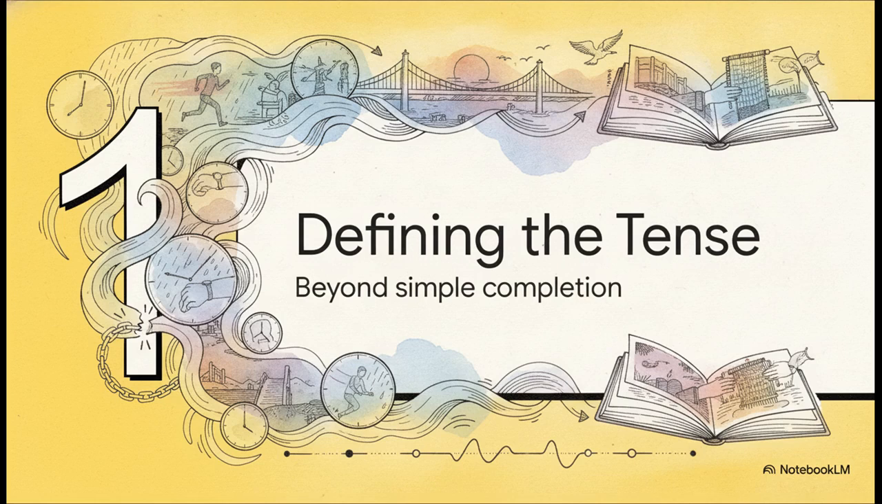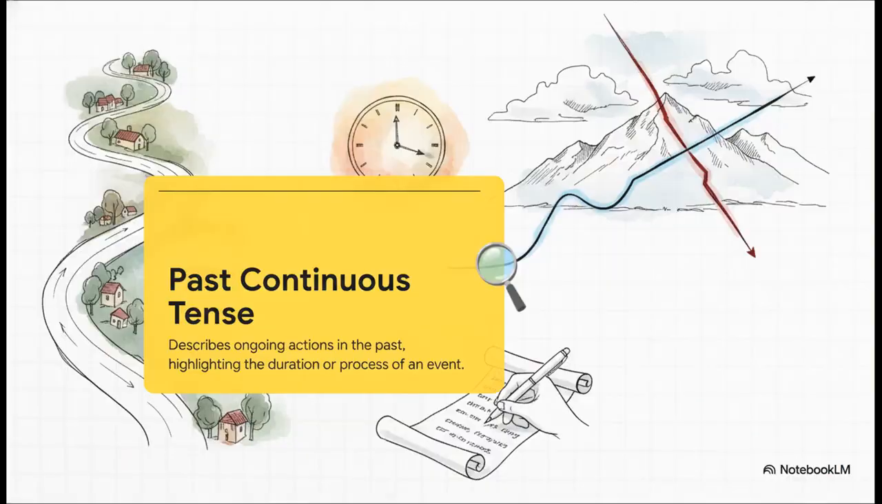So, starting off with Section 1, defining the storytelling tense and going beyond simple completion. The past continuous tense, which you might also hear called the past progressive tense, is used to describe ongoing actions or conditions happening at a specific time in the past. It highlights the duration or the process of an event. And really, the key takeaway here is that focus on the process of a past event. In storytelling, we see this frequently paired with a simple past tense to show that a longer, ongoing action was suddenly interrupted by a shorter, abrupt one. It literally sets the stage before the action drops.